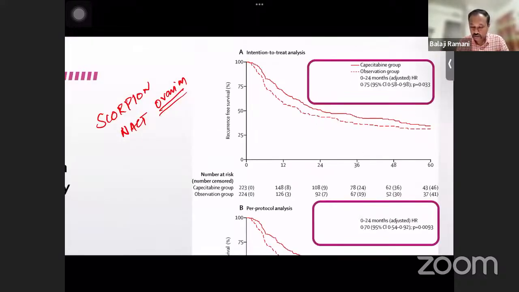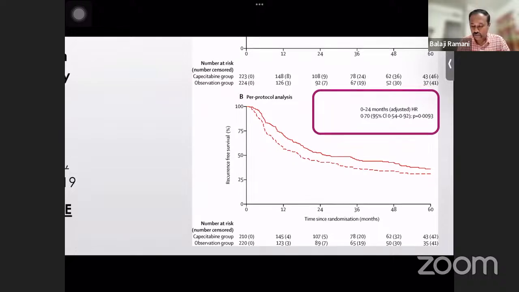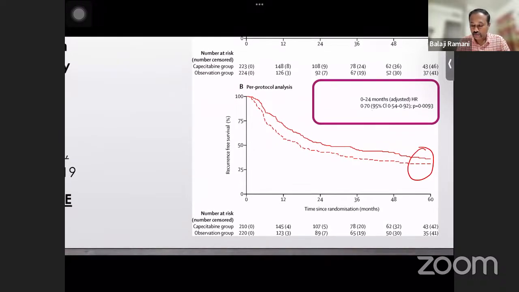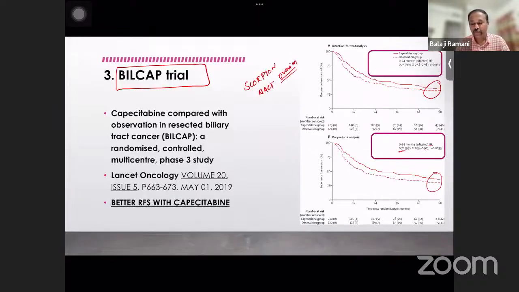Whenever you look at it, this is the capecitabine group and this is the observation group. Patients who underwent resection, and after that, when you look at the curves, you can see a clear separation of the curves. So the adjusted HR is going to be 0.7. So there is a good benefit of giving it. There is a good 30% improvement in survival by adding capecitabine.